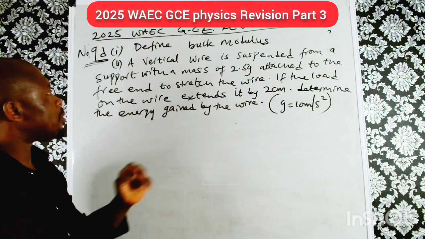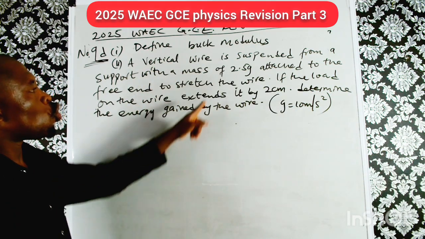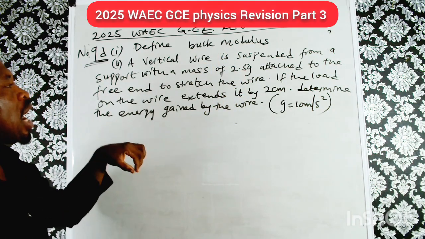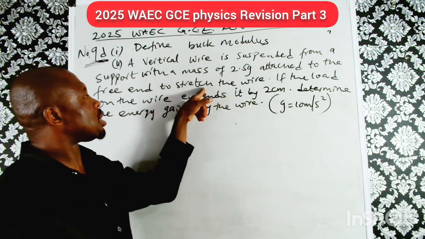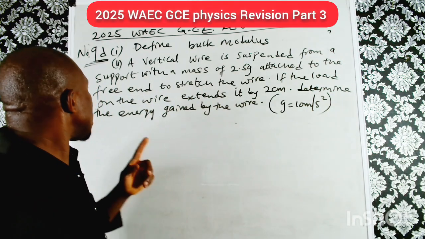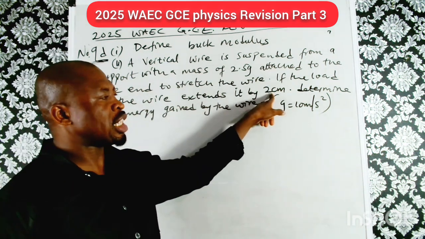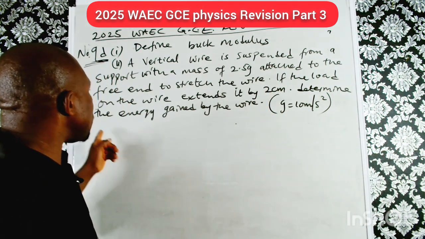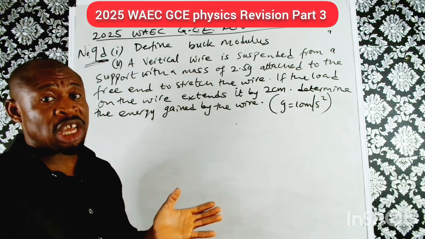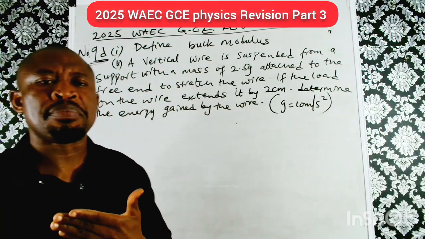The question says a vertical wire is suspended from a support with a mass of 2.5 grams attached to the free end of the wire to stretch it. If the load on the wire extends it by 2 centimeters, determine the energy gained by the wire. How do we solve this? Very simple. The first one is bulk modulus.